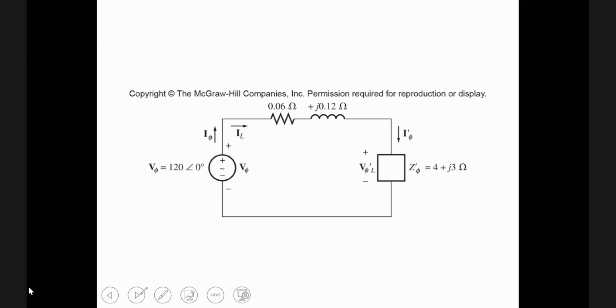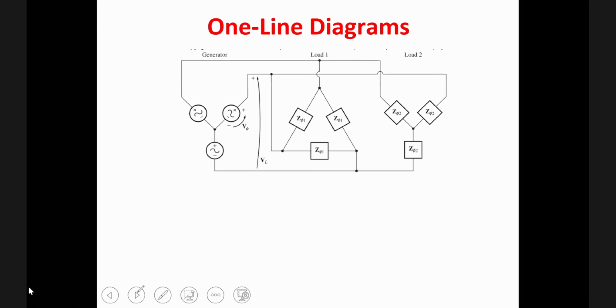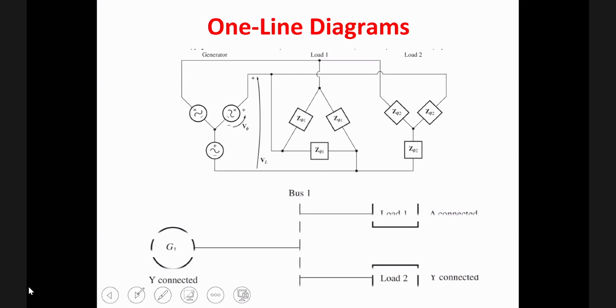So this is the single phase representation for that example. Just to explain, of course, you know it by now, it is two loads connected in parallel, one of them Y, one of them delta. But what I'm going to explain here is another way of representing similar systems. Notice that here we are drawing all three phases. In practice, we don't draw all three phases. We use what we call the single line diagram or one line diagram.